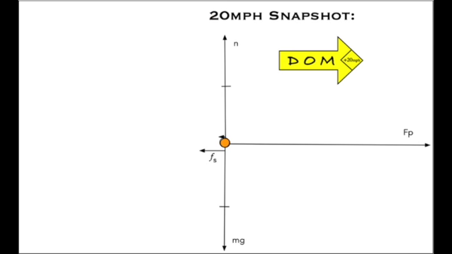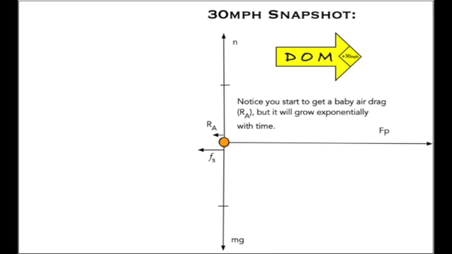Now at 20 miles an hour. At 30 miles an hour, we start to get a baby air drag here. We say 30 miles an hour in class. It's a generic car. Cars are different. Some cars, air drag is quicker, like on a semi-truck, or say a Tesla. It might take a little longer for air drag to become noticeable. But for our generic car in class, we're saying that at 30 miles an hour.